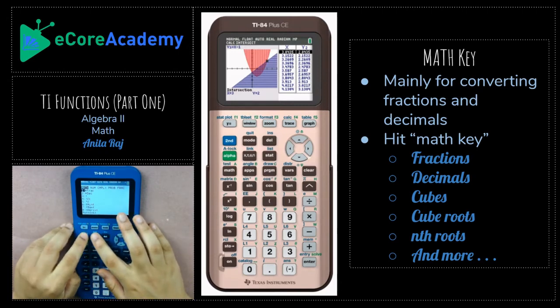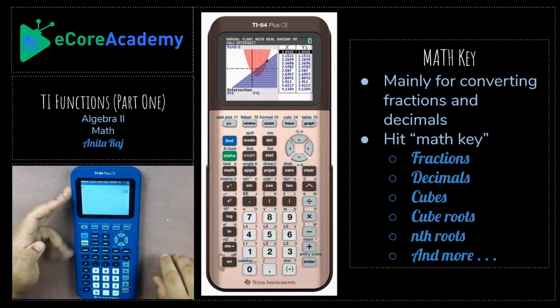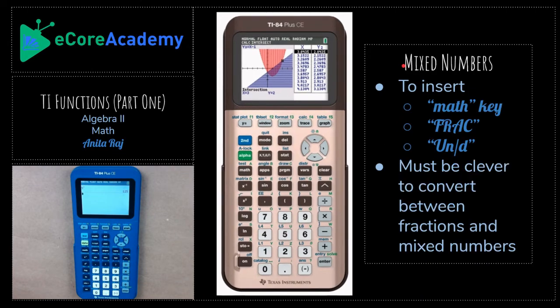I'll show you guys one example. So let's say I want to know what the cube of 5 is. So I type in 5, then I hit my math key. Then I can either scroll down to 3, but what would be most efficient, so the third option is my cube. I can scroll down to cube, or I can just hit 3. Because cube is the third option. So it'll insert the cube, hit enter, 125. So the math key is useful for converting fractions, for doing cubes, cube roots, nth roots, all sorts of things. You guys can always explore the math key. It has many uses.